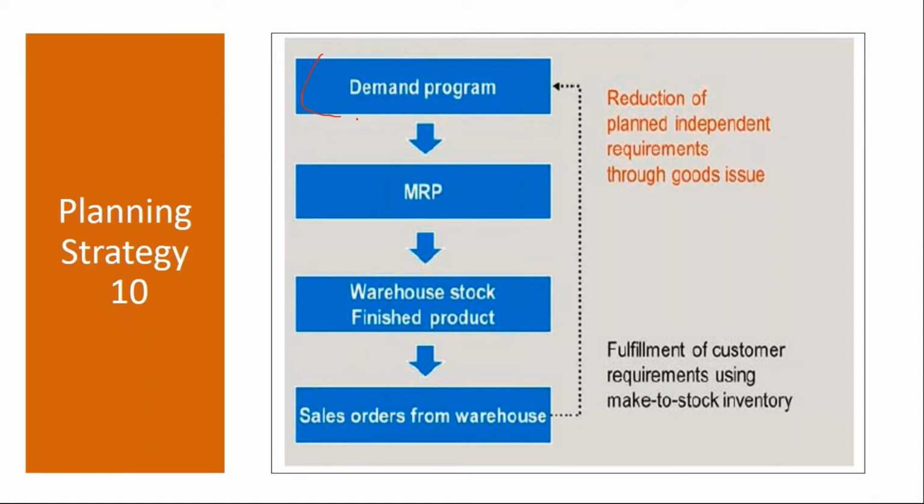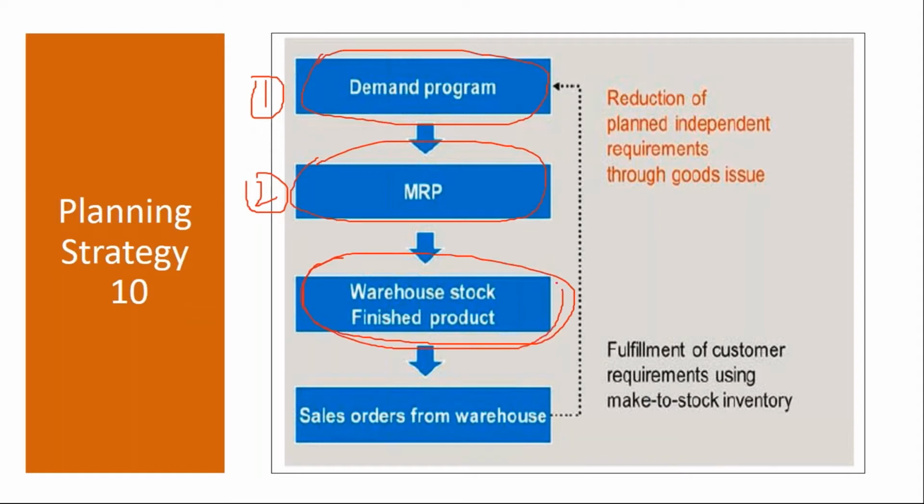Basically, first step, you enter demand, forecast, nothing but forecast, planned independent requirements. Then you run MRP. I will show you this in the system. After MRP, you do the production. Your stock will come in the warehouse.